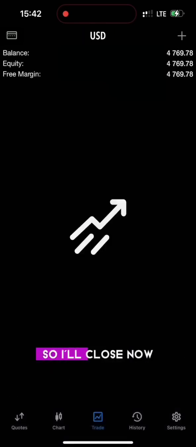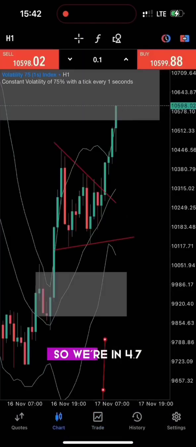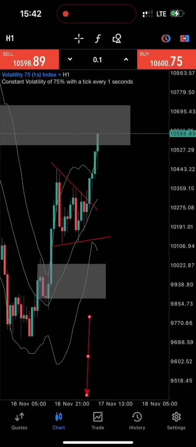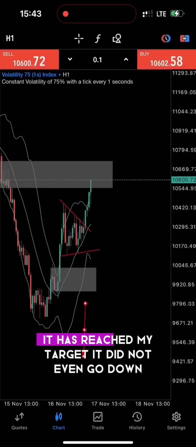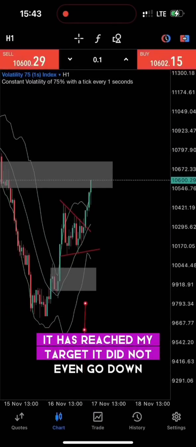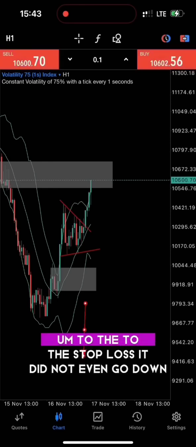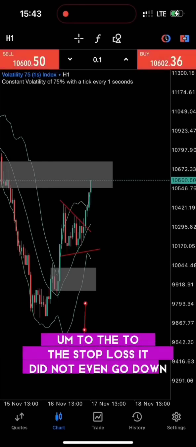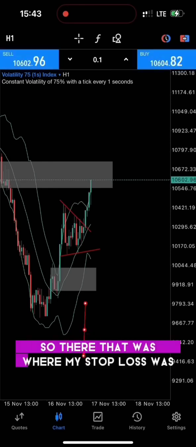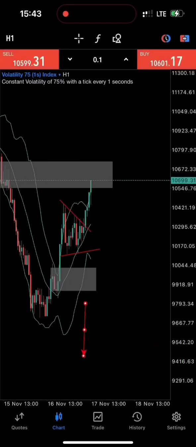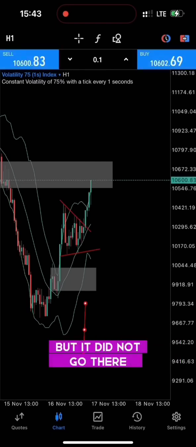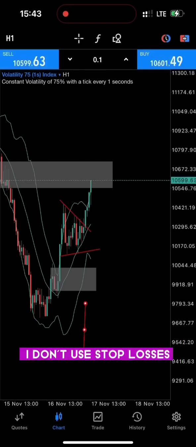Okay, so I'll close now. So we are at 4.7, like I said. It has reached my target. It did not even go down to the stop loss. So there, that was where my stop loss was, but it did not go there. I don't use stop losses.